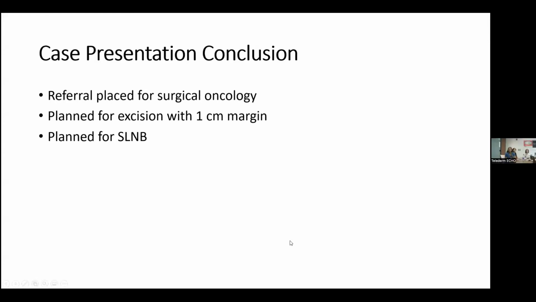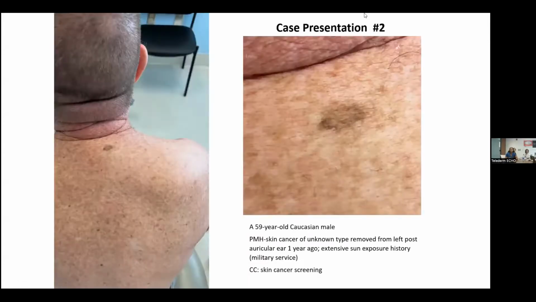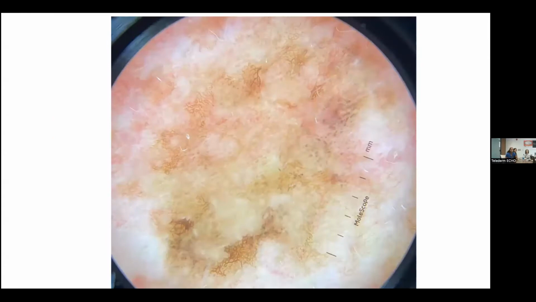So the same patient in the same visit, he had this lesion on his upper back for a known duration of time. So this was the clinical picture. Next. And this is a dermoscopy picture. So what are some of the dermoscopy findings you see, and should we biopsy this lesion?